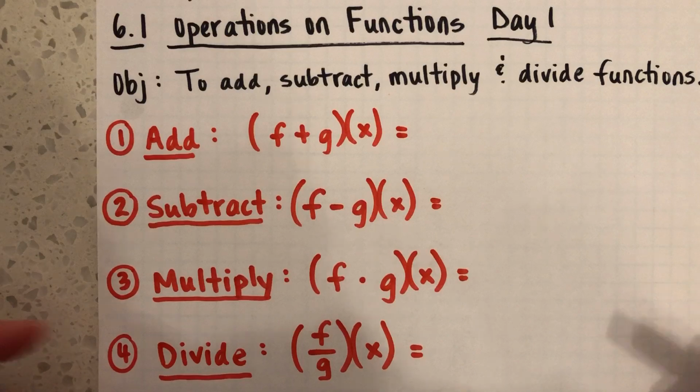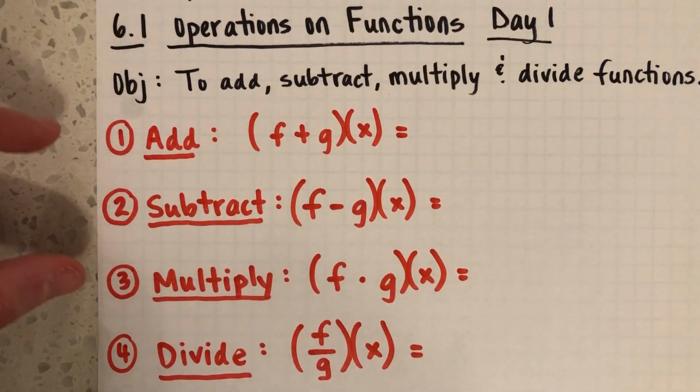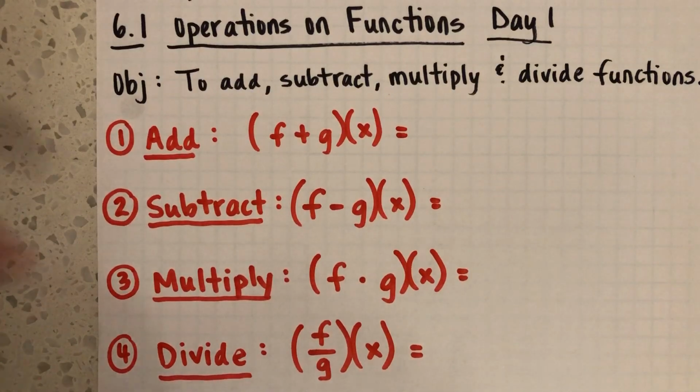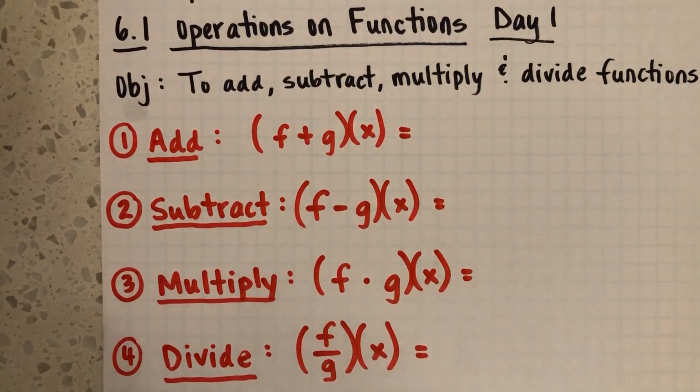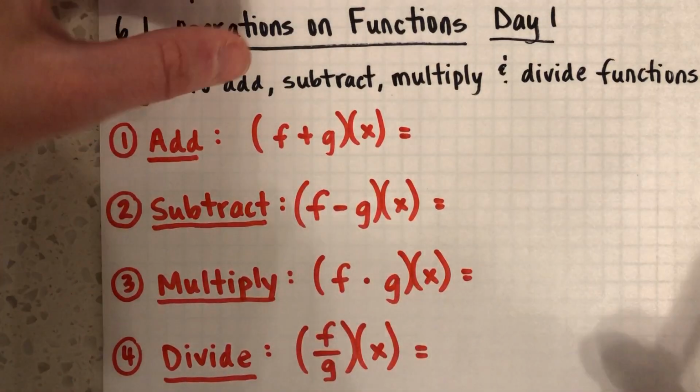Well, in section 6.1, we're going to be working with operations of functions. So they're going to want you to add two functions together. They're going to want you to subtract one function from another function. They're going to want you to multiply two functions together, and then they're going to want you to divide two functions. Well, guys, adding and subtracting should literally feel like combining like terms. Multiplying should feel like you're foiling and distributing, and then division is going to be creating a fraction and then reducing that fraction.